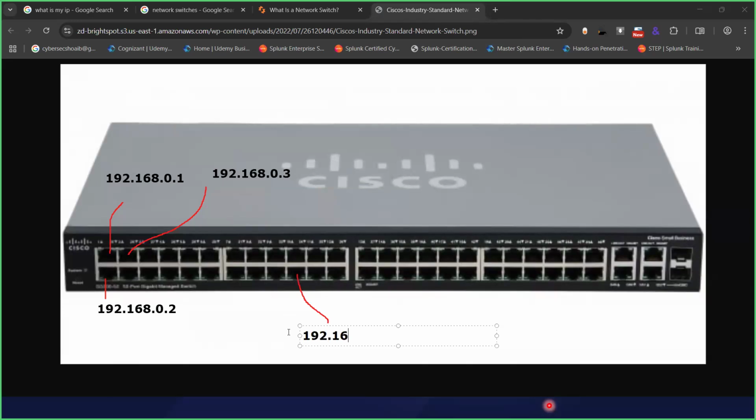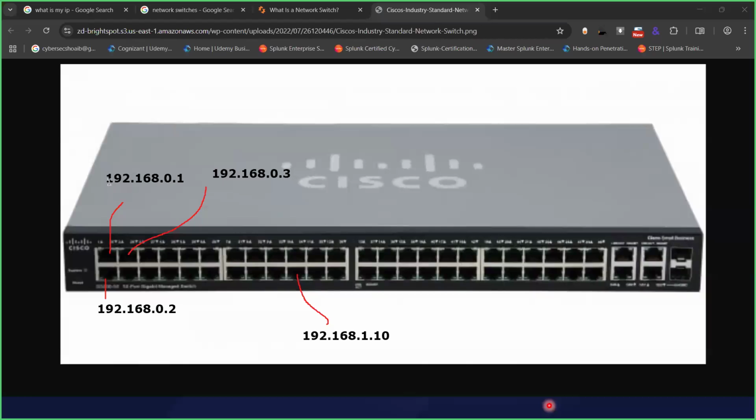192.168.1.10 over here. Even if I connect it to this network with a LAN cable, this device now will not be able to communicate with other devices. Although it is physically connected to the same switch with all these other devices, it still cannot communicate with them because it belongs to a completely different network portion.